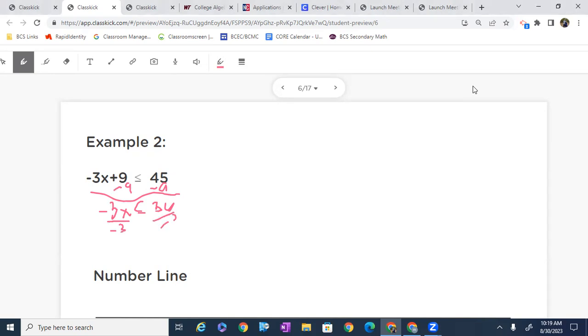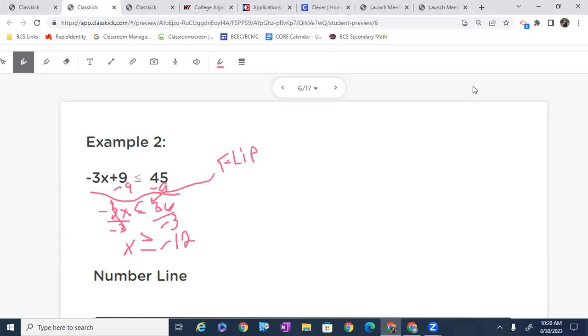Now, pay attention. When we divide by negative, what's going to happen to this inequality? If we divide by negative, it is going to have to flip. So that's going to be really important. So I'm going to flip that inequality. And when we do that, 36 divided by negative 3 is negative 12.